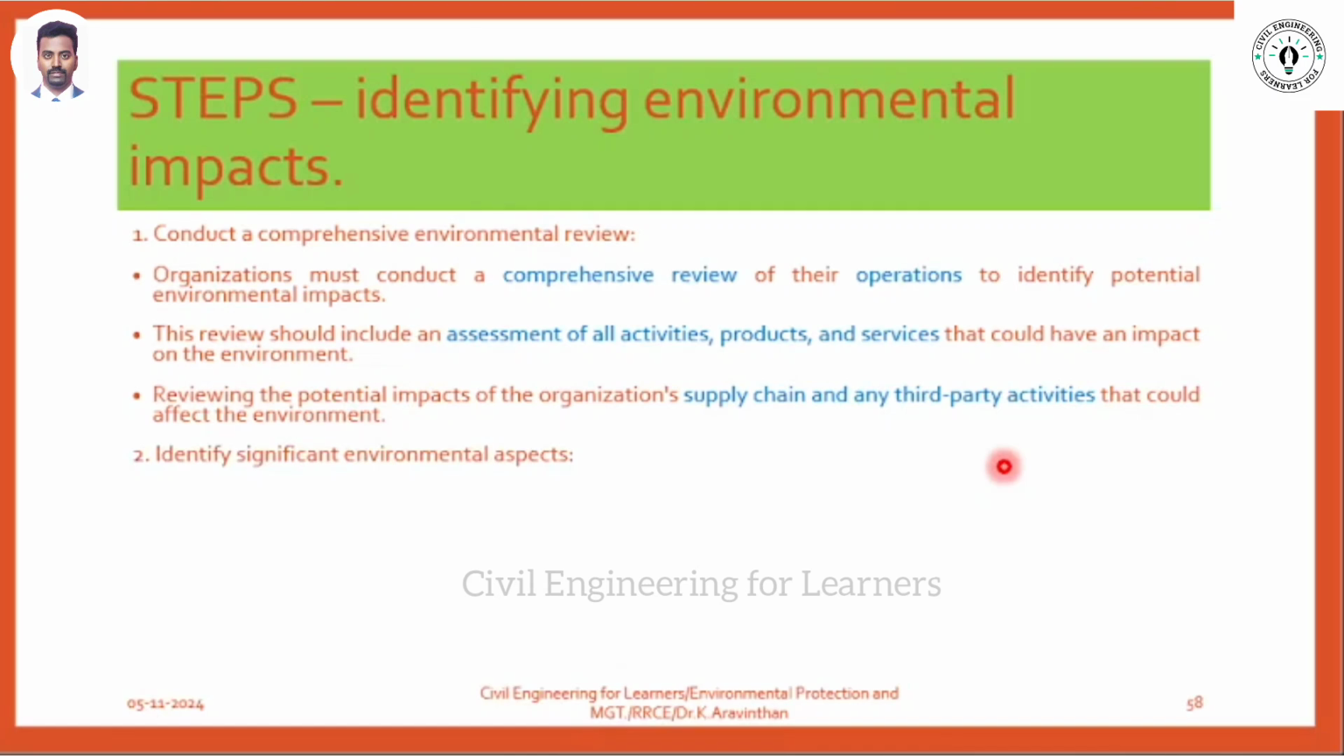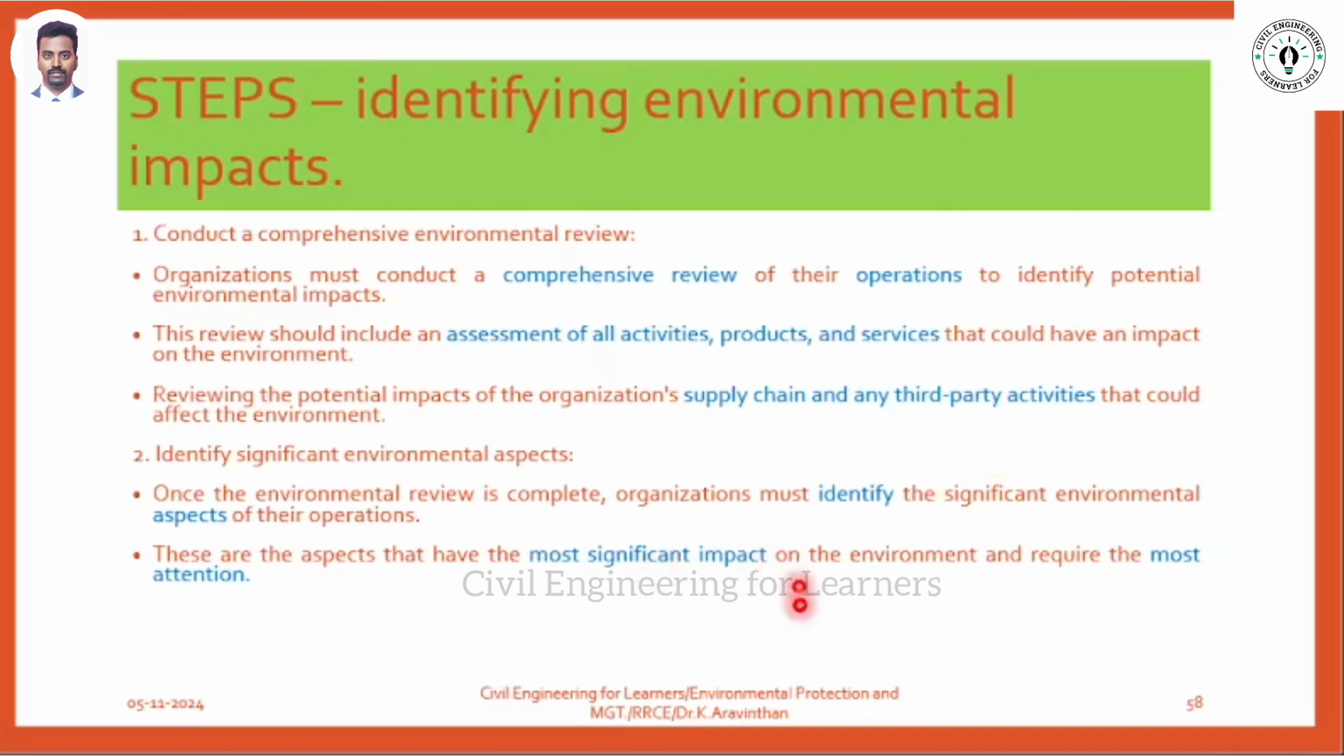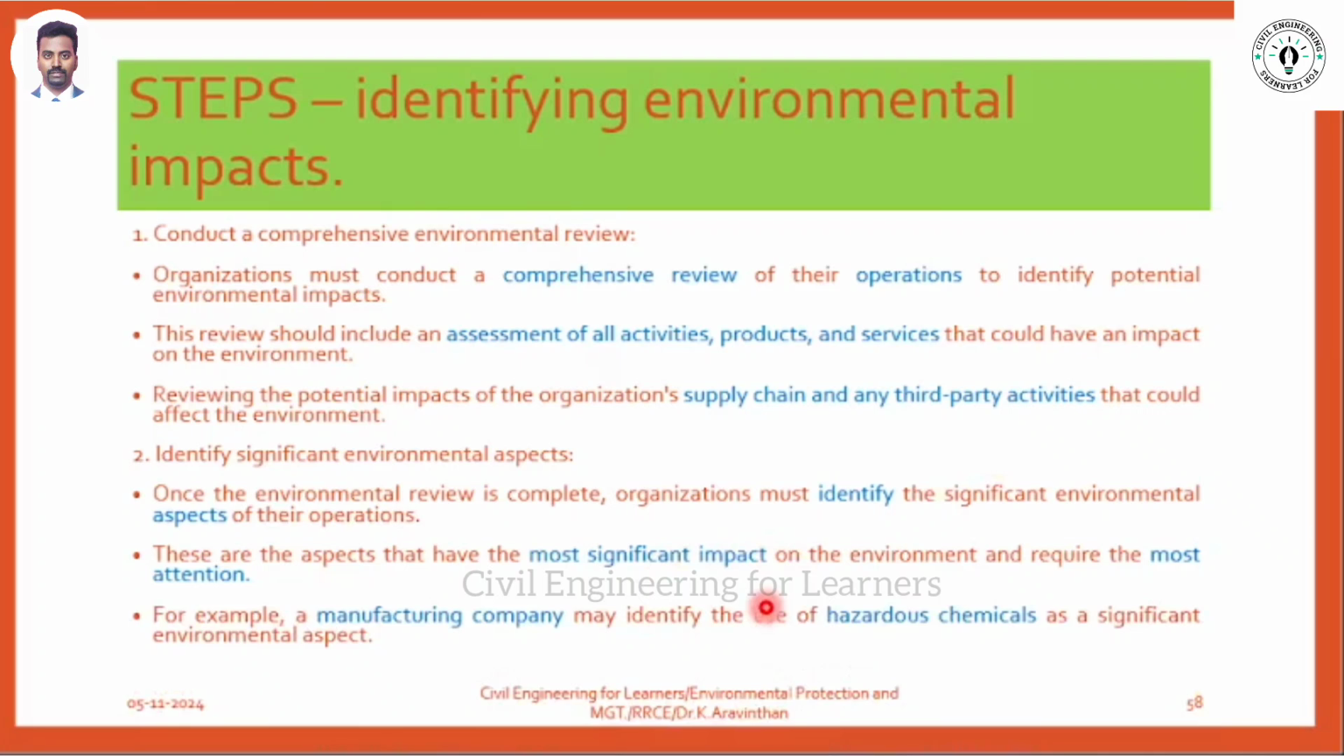Second thing is identifying significant environmental aspect. For impact, you have to identify the aspects. Once you identify the aspect, find out the most significant aspect and give attention to that. If you are a manufacturing company, your aspect should be on hazardous chemicals. If you are using carbon monoxide in a car manufacturing industry, the hazardous waste is that carbon monoxide. That has to be addressed.